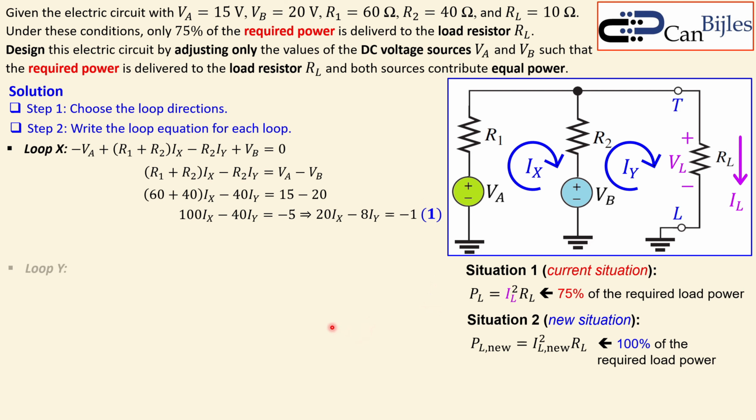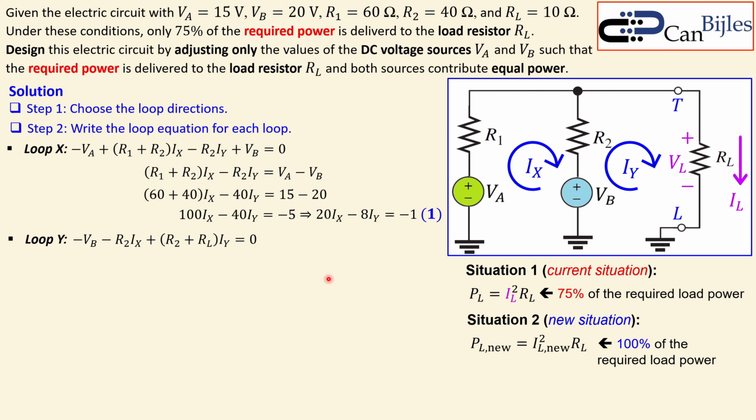We need it later. Now do a similar thing for loop Y. We go with minus VB, and then we see that IX is now fighting back, because the current direction in the second loop is also clockwise, but this is fighting back. So this is why we have minus R2 IX, and then we have R2 plus RL, these two resistors in series, times IY, which must be equal to 0.